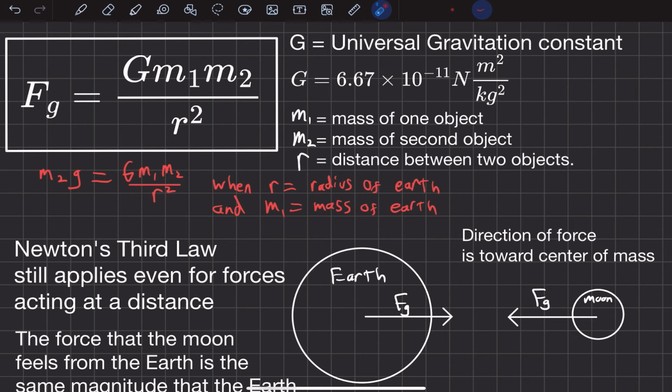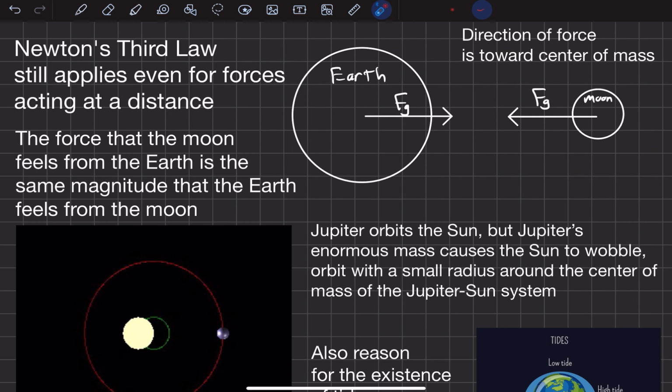it's a constant. This diagram here is what that first learning objective is talking about. It's essentially just applying Newton's third law for forces that act at a distance. The first one we're learning about is gravity, but there are other forces that act at a distance. For example, the electrostatic force. So the force that maybe a proton feels towards an electron.